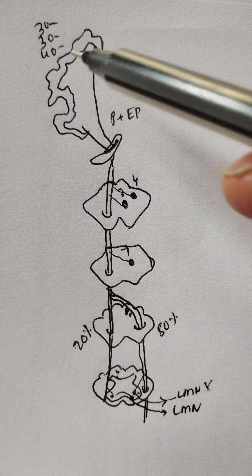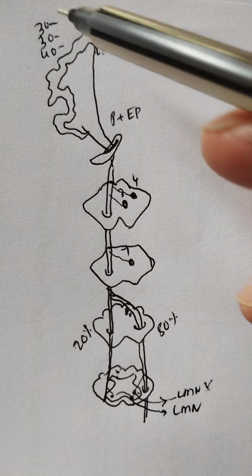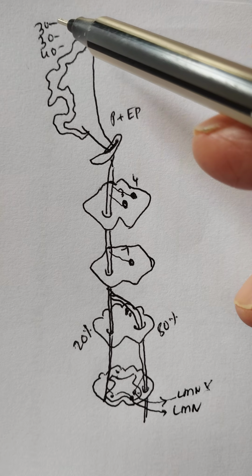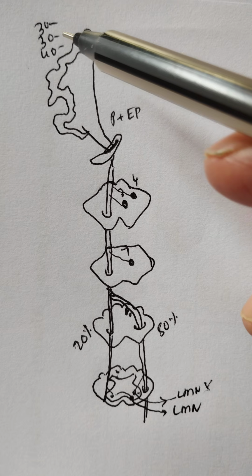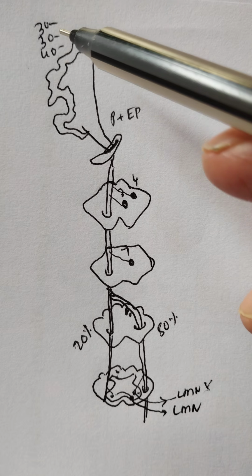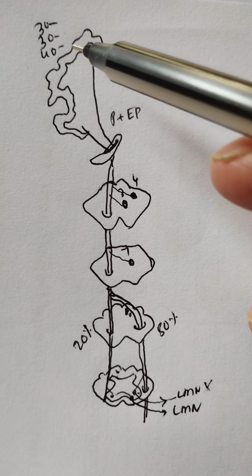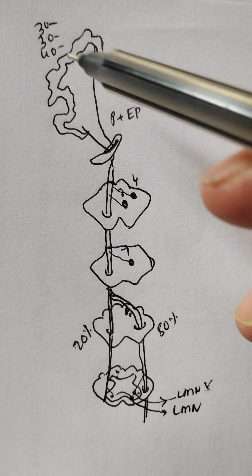If you see the origin, most of the fibers arise from the Betz cells. 30% of the fibers arise from the primary motor cortex, that is area number 4. 30% arises from area 6, that is the premotor area, and 40% of the fibers arise from the sensory cortex, that is areas number 1 and 2.